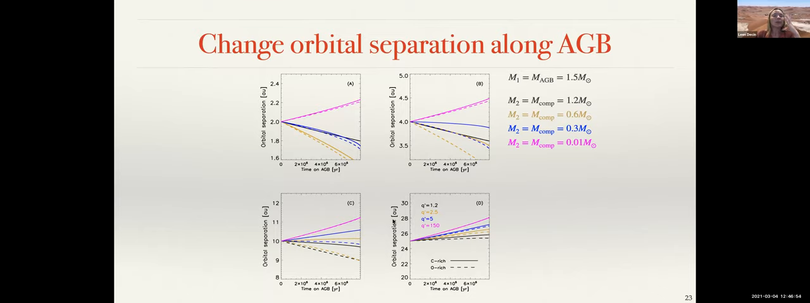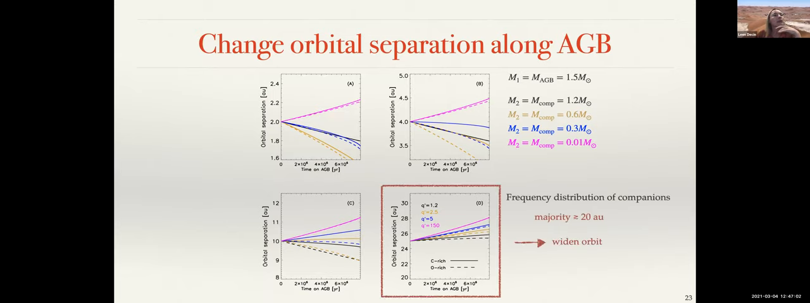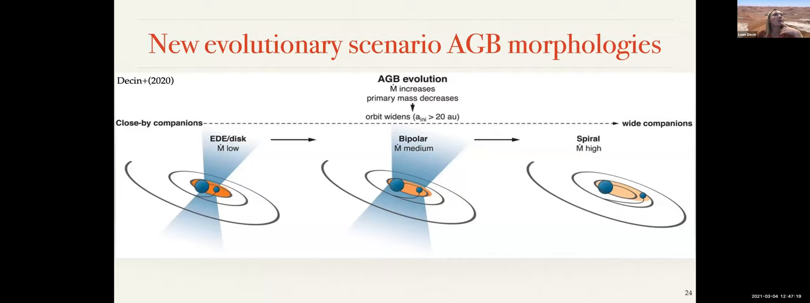Now, if you look at the planets that have been detected around main sequence stars, you take that statistics, then you know that most of the planets will be in this regime, having an initial separation above 20 astronomical units. And this implies that for most of the targets, a long time on the AGB, the orbit will widen. And as such, this gives us this evolution scenario for AGB morphologies, that as time proceeds, mass-loss rate increases, and we will go from a morphology that is more disc-like towards a morphology that is more spiral-like.